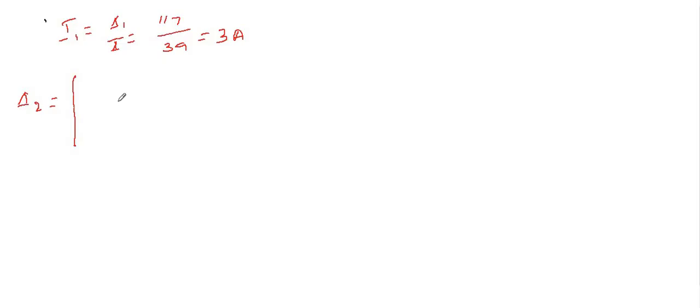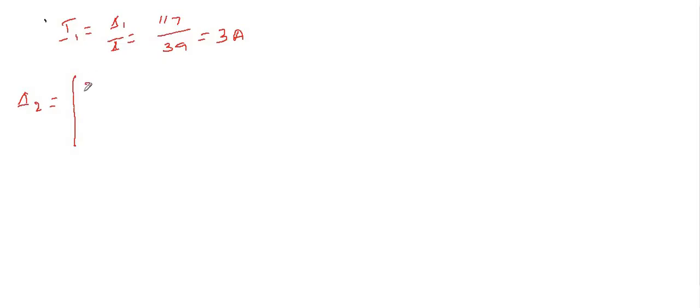So now we'll find the first current I1. So we know I1 is equal to del 1 divided by del. So del 1 is found to be 117 and del is 39. Therefore the I1 current value is equal to 3 ampere. Next we will find del 2. So from the given matrix, replace the V values in the second column.